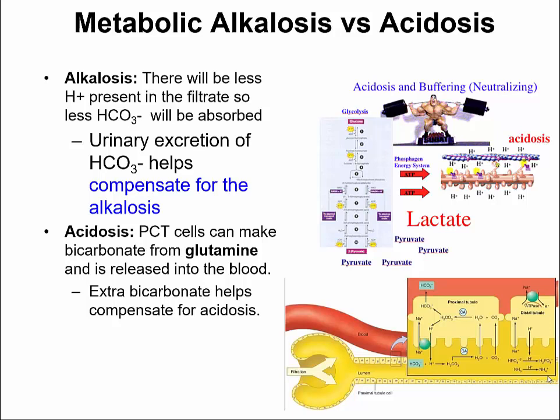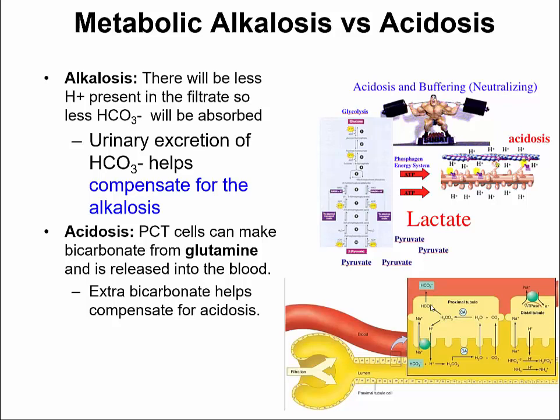With fewer hydrogen ions to combine with bicarbonate, you make less carbonic acid, so you have less water and CO2 being absorbed to make carbonic acid within the proximal convoluted tubule cells, and here's that bicarbonate. So you reabsorb less bicarbonate. In the case of alkalosis, you're getting rid of bicarbonate in the urine because you don't reabsorb as much.